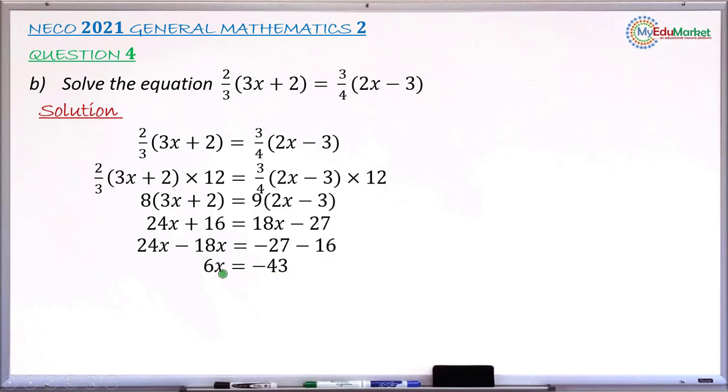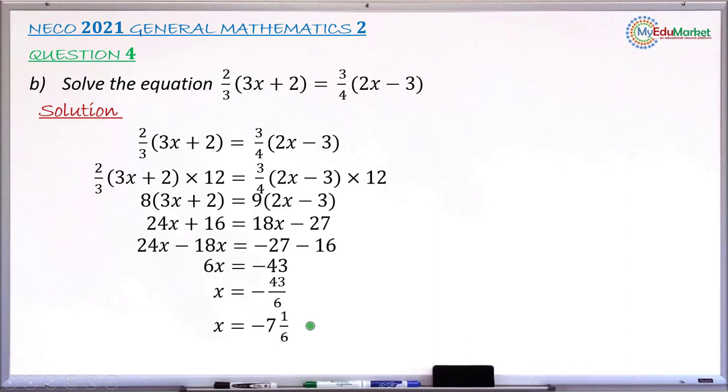So to get x, you divide both sides by the coefficient of x, which is 6. That will leave you with x by the left equals minus 43 all over 6 by the right. Minus 43 all over 6 gives answer minus 7 whole number 1 over 6. This will now be the value of x, and that answers the question.